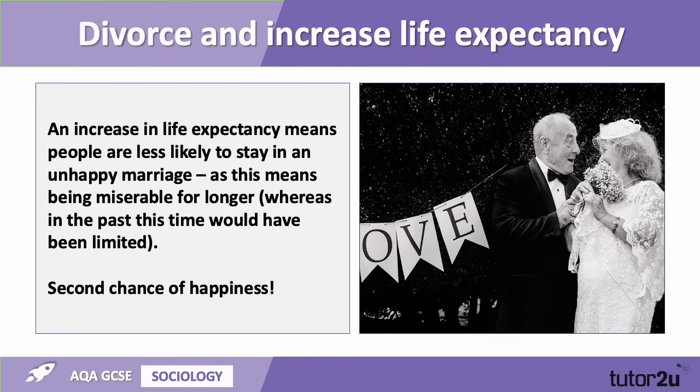Divorce and life expectancy. With people living longer, they are less likely to remain in an unhappy marriage into the later years. People choose to divorce as they may be unwilling to spend the next 20 or 30 years of their lives with somebody they are no longer happy with, whereas previously this may have been a much shorter period. People might also see this longer life expectancy as an opportunity to get a second chance of happiness. Perhaps that second marriage will last longer than the first.